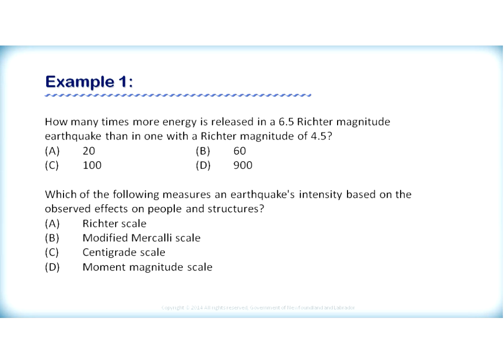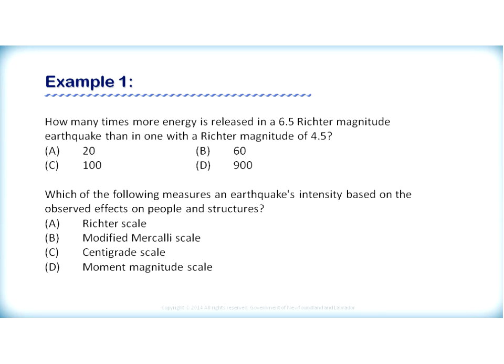Let's look at some examples. Example number 1 reads, how many times more energy is released in a 6.5 Richter magnitude earthquake than one with a Richter magnitude of 4.5.